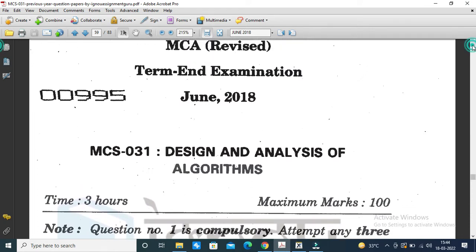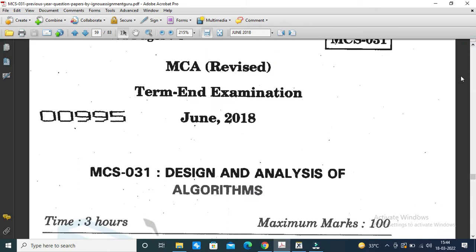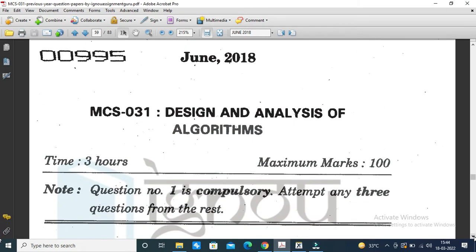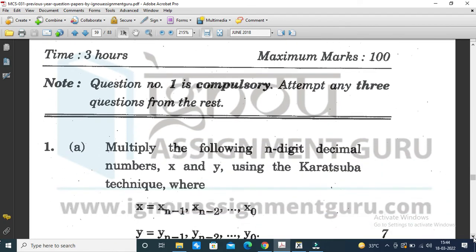So the syllabus for the new revised MCA syllabus and the old one, which is MCS 031, is the same, right? Both the syllabi are the same except for a few algorithms, and I will tell you what is not in your syllabus. I will discuss only those questions which are in your syllabus. Almost all the questions asked in this paper are from the new syllabus, so there are no changes.